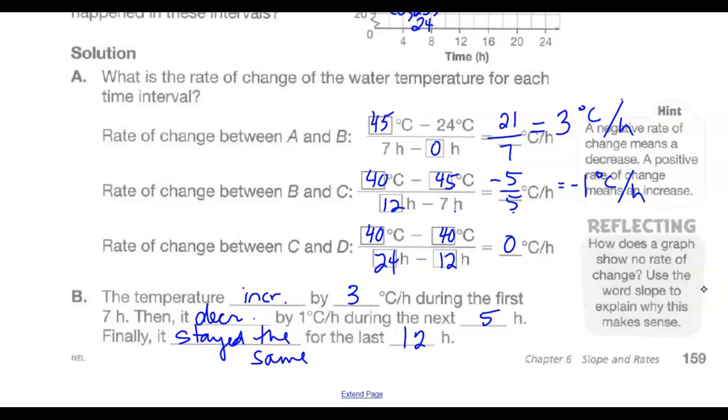So a negative means the temperature was decreasing. So we either use a negative or use the word decrease. Okay, so that's the end of this section. So do the practice and then on to 6.7.